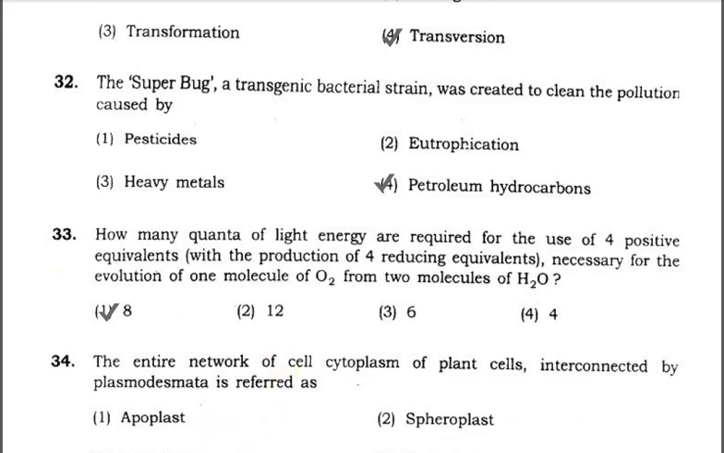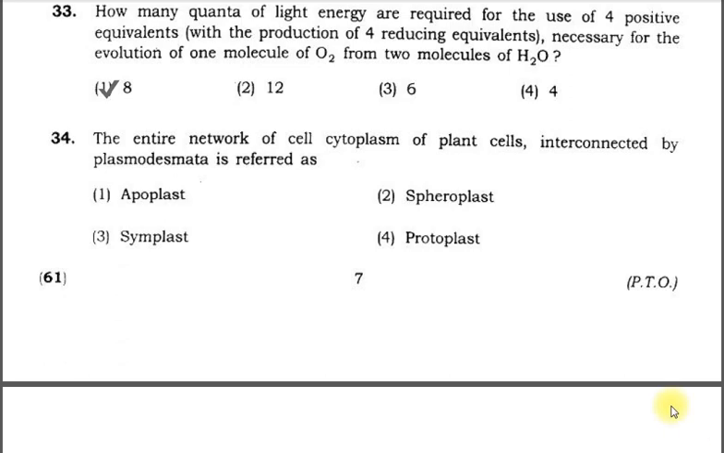So question number 34. The entire network of cell cytoplasm of plant cells interconnected by plasmodesmata is referred to as apoplast, spheroplast, symplast or protoplast. Out of this, the correct one is the option number 3, which is the symplast. In plant cells, plasmodesmata establish an interconnected cytoplasm called symplast, through which metabolites, proteins and RNAs are exchanged between the cells, tissues and organs.